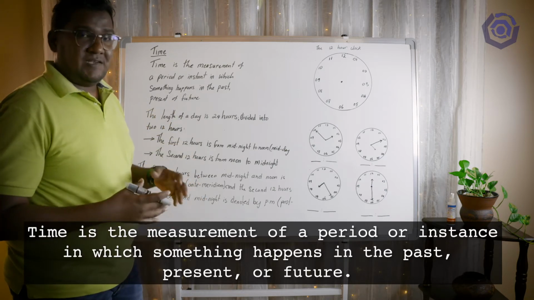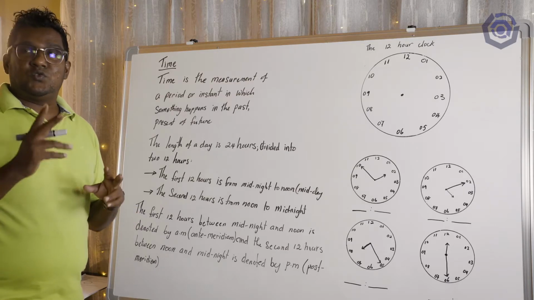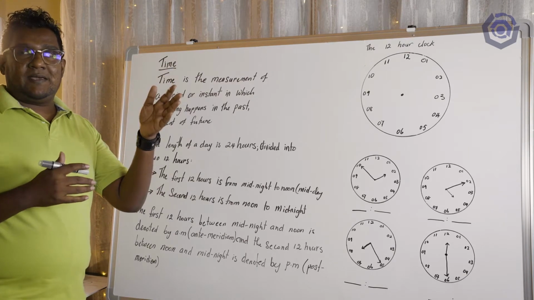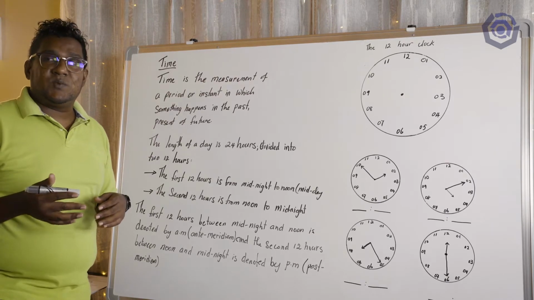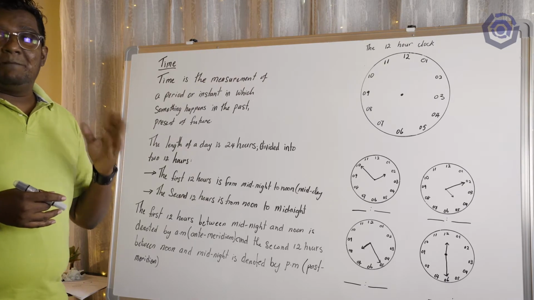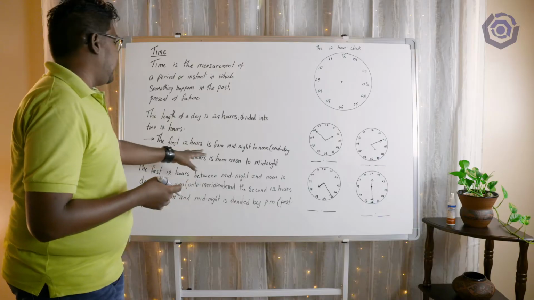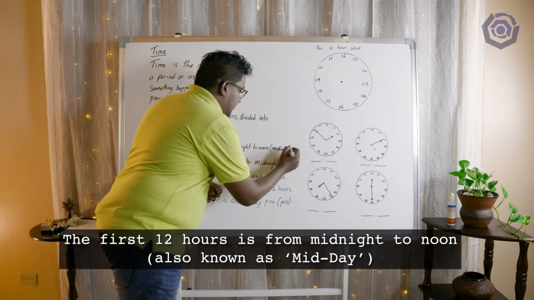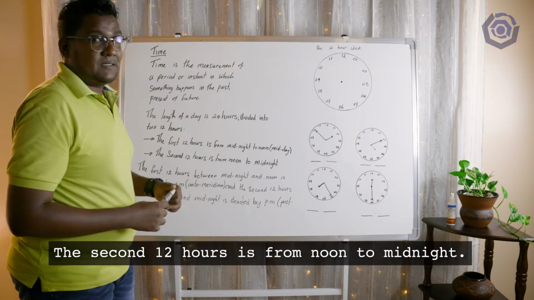As you know, the length of a day is usually 24 hours. And we divide it into two portions. So you have the one that goes from midnight to midday. That's the first 12 hours. And then you have the second 12 hours going from midday to midnight, or we say noon to midnight. So you have that here: the first 12 hours is from midnight to noon, which we call midday, and the second 12 hours is from noon to midnight.